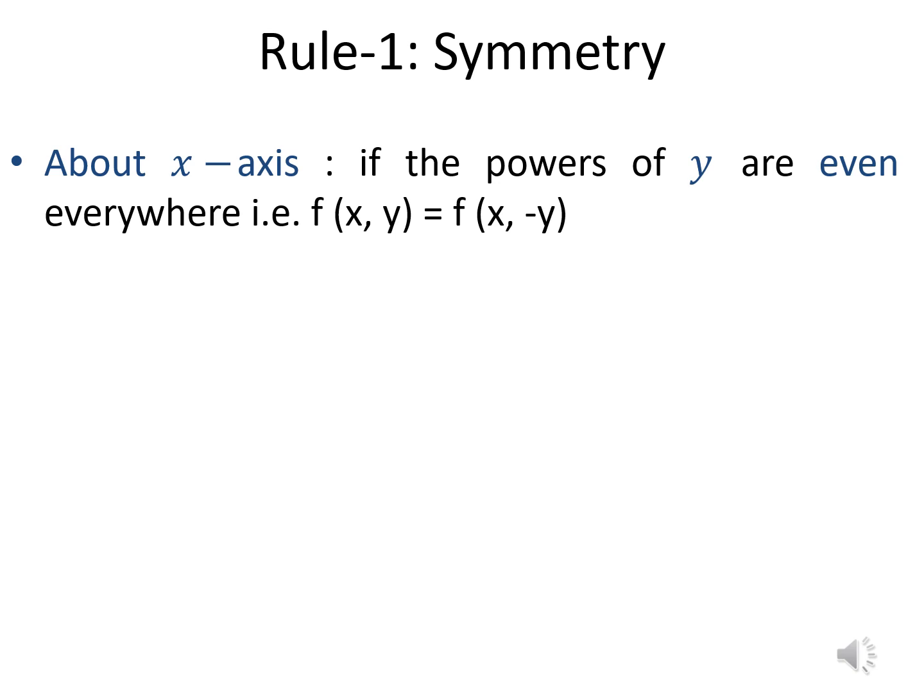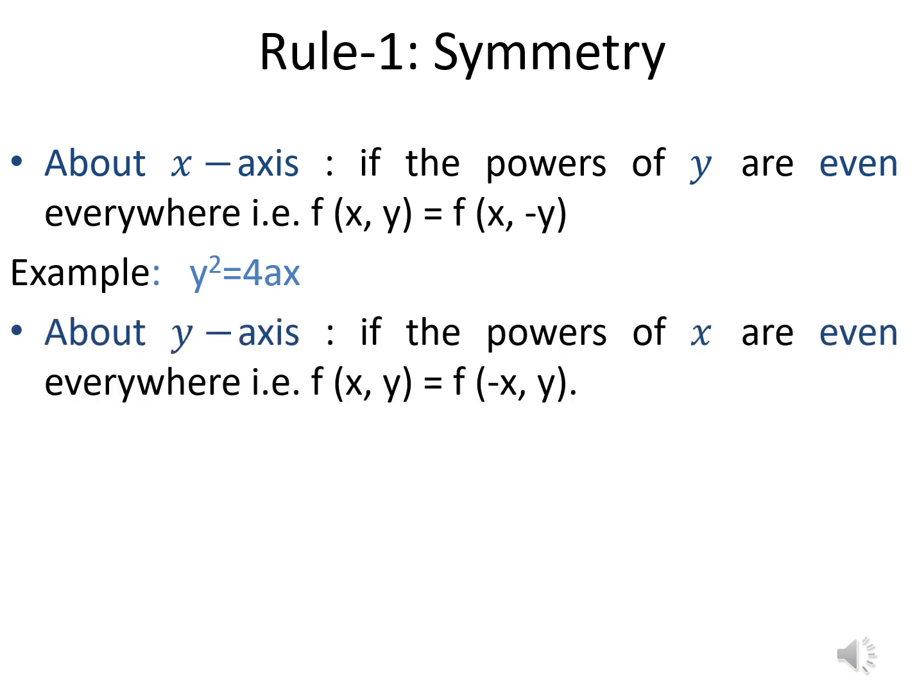So let's start with the symmetry rule. The first type of symmetry is about the x-axis. To check it, we need to identify the powers of y. If all powers of y are even, then the curve is symmetric about the x-axis. In that case, f(x, y) is always equal to f(x, -y). That means if we replace y with -y, the equation will be unchanged. For example, the parabolic equation y² = 4ax. Here y appears only one time with the power 2, and that power is even. That's why the curve is symmetric about the x-axis.